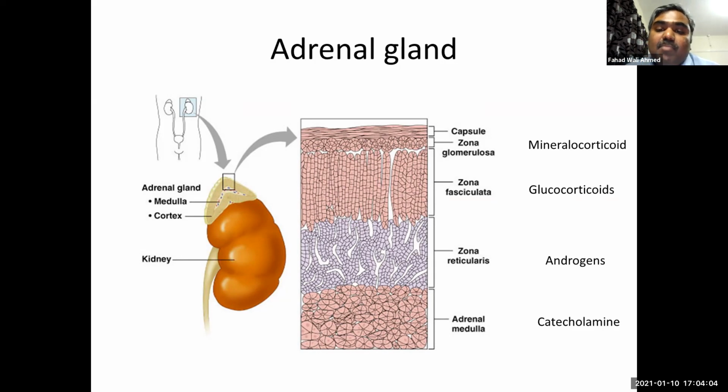So the way to remember the 3 layers of adrenal cortex is very easy. I think Mansoor will like it. It's GFR. The G is for glomerulosa, which is the top layer. The middle layer is fasciculata, and the inner layer is reticularis. Glomerulosa produces mineralocorticoids, fasciculata produces glucocorticoids, and reticularis produces androgens.